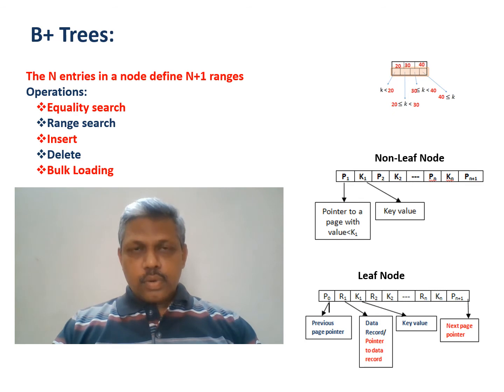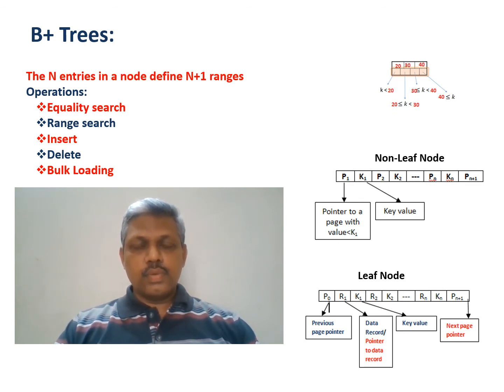So these two pointers will create a doubly linked list of leaf pages. So this is in case of leaf nodes, this is how the nodes are created. Non-leaf nodes are one type and leaf nodes are created in a different way. This is how we can observe the creation of the nodes.